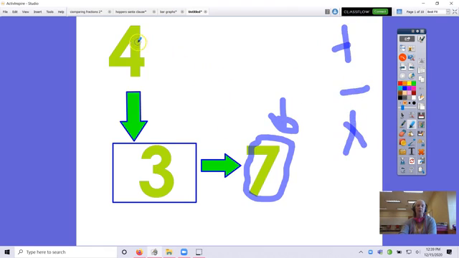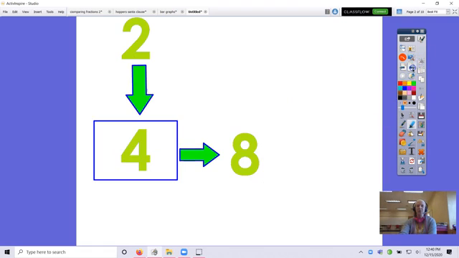I know that if I multiplied 4 times 3, I would get 12. I know if I subtracted 4 minus 3, I would get a smaller number, and that smaller number would be 1. I must have added. If I add 4 plus 3, do I get 7? Yes, I do.